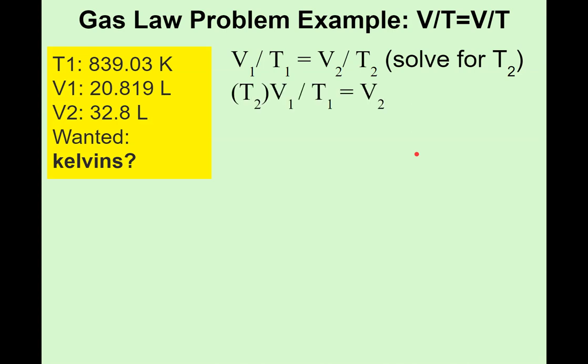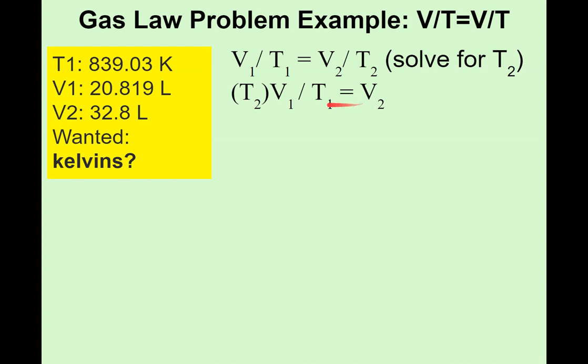Okay, so solving for T2, we multiply both sides by T2. We have to do that because it's underneath. It's being divided by T2. We can't have that. All right, so we multiply both sides by T2. So we get T2 times V1 over T1, which was there before, equals V2.